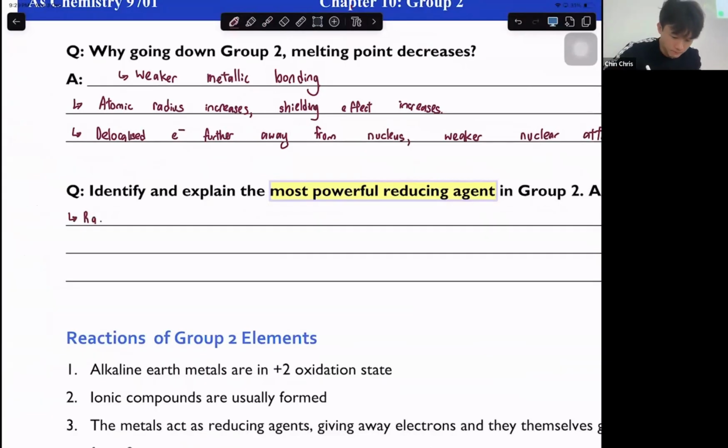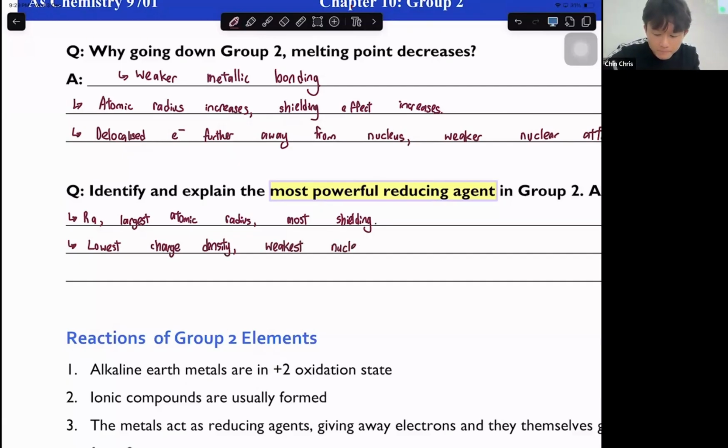Why is it so? Largest atomic radius, correct, which means it has the most shielding. At the same time, this Ra is also having the lowest charge density, correct? Which means it has the weakest nuclear charge, weakest nuclear attraction.